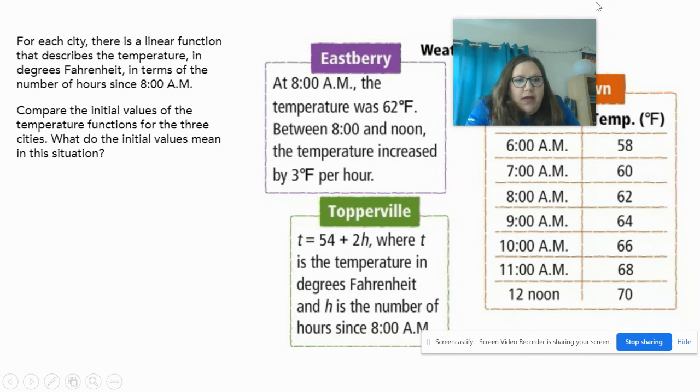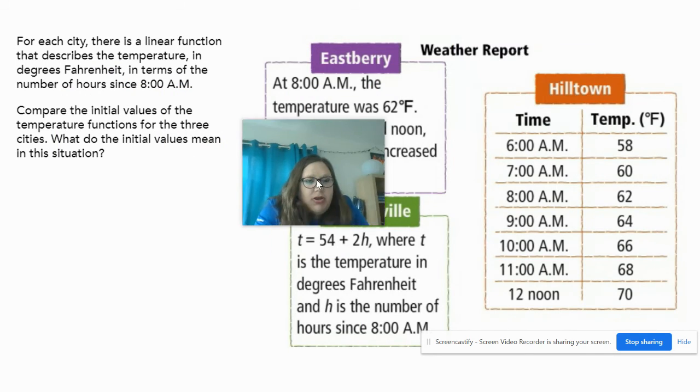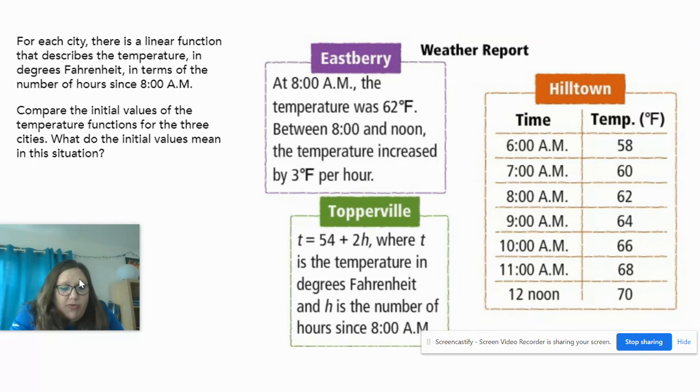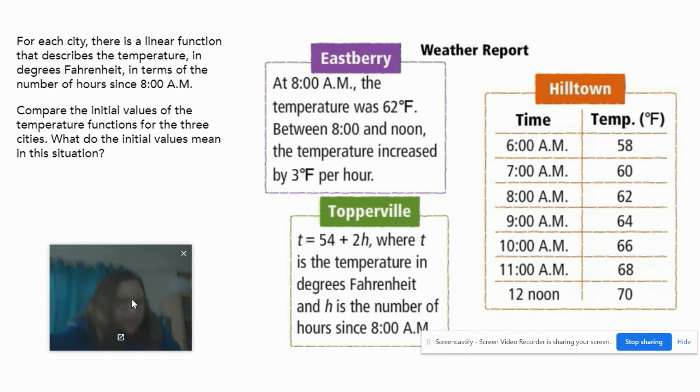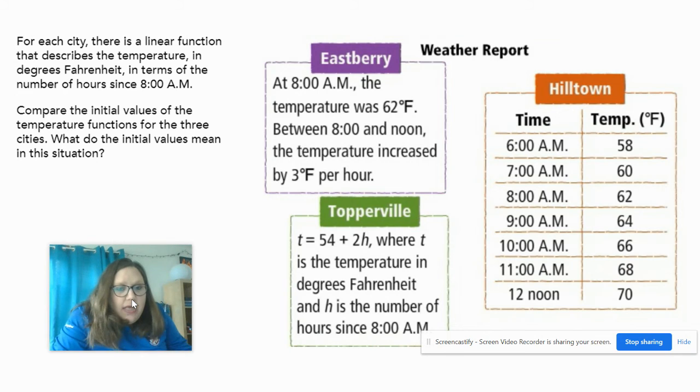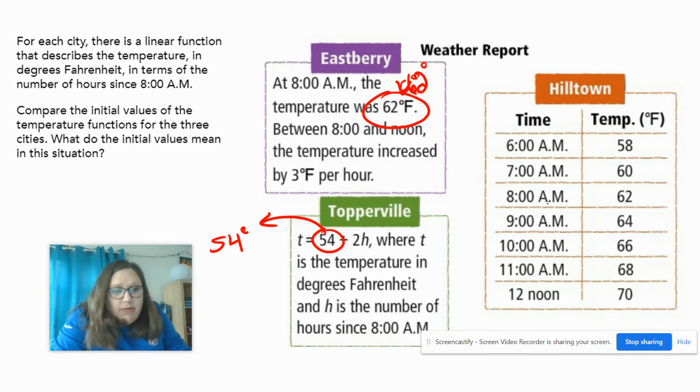Okay. There's a linear function that describes the temperature. So compare the initial values. So we just were comparing slopes, and now we're going to compare initial values. All right, so at 8 a.m., the temperature was 62 degrees, so that's our starting point here, or our initial value. Here, we're starting at 54, so that's our initial value. And here, remember, it's saying starting at 8 a.m., so here at 8 a.m., we're starting at 62 degrees.